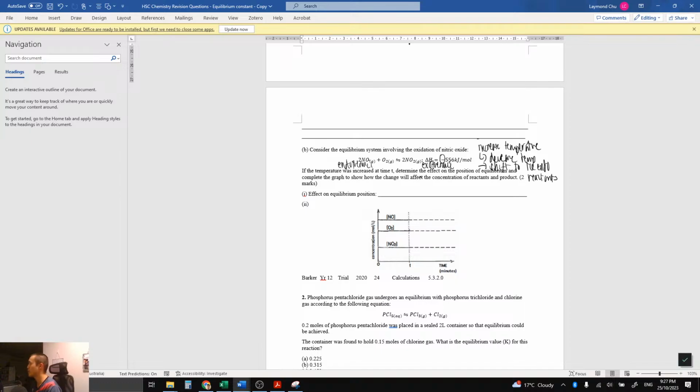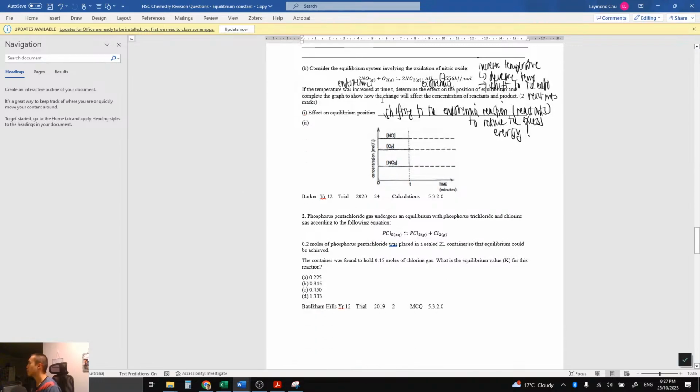So the effect on the equilibrium position will be shifting to the endothermic reaction, aka towards the reactants, to reduce the excess energy. Okay.